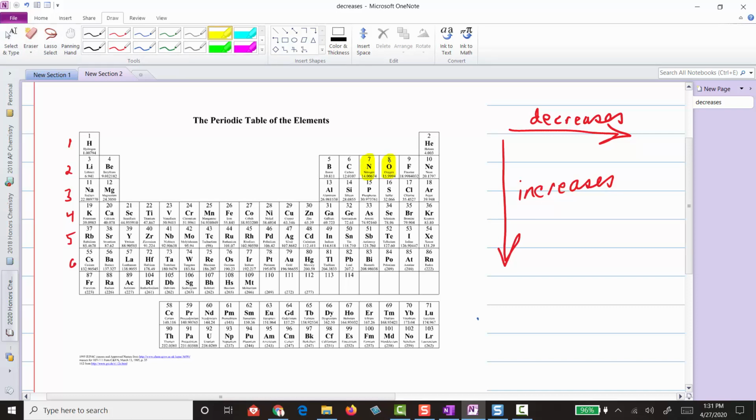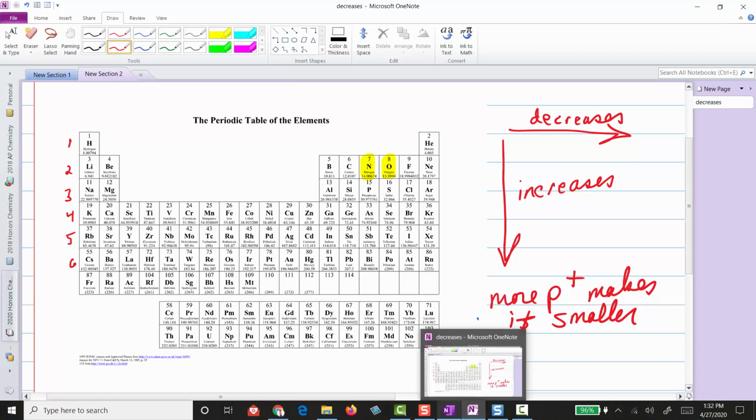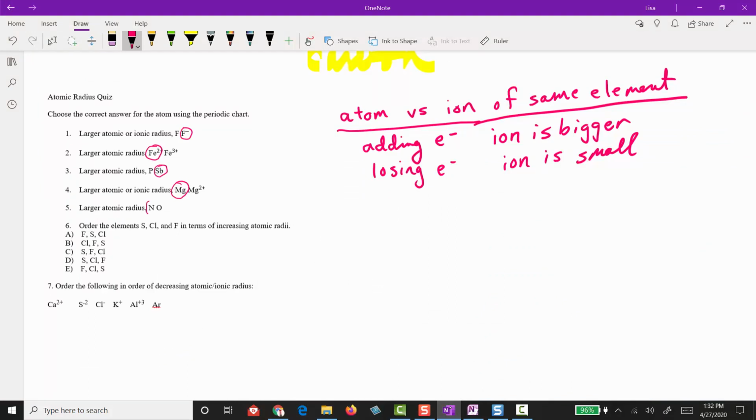So comparing nitrogen to oxygen, they both have electrons in the 2p as their outer ones. So not much difference there. However, more protons makes it smaller. So even though it's got one more electron, the fact that it's got one more proton is the thing that's going to make oxygen smaller. So nitrogen would be larger in that.